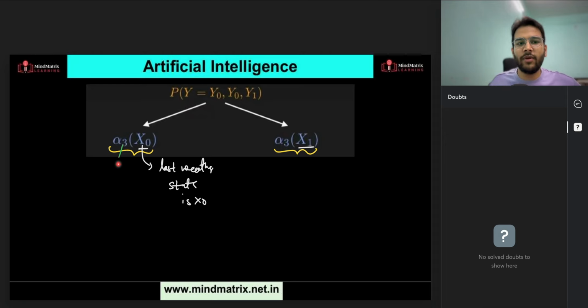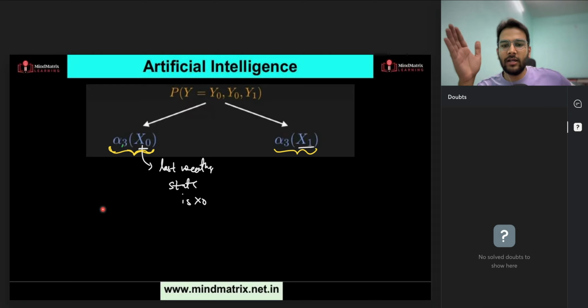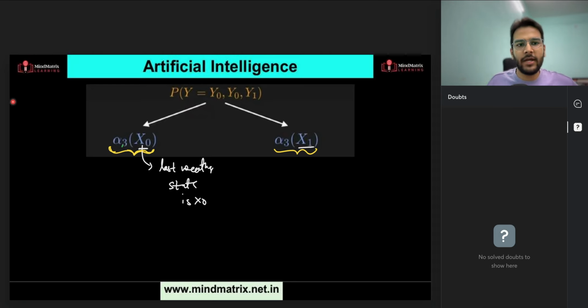Is this clear to everyone? Do you have any doubt? Even if you don't know what dynamic programming is, still you will be able to understand it. Just tell me, is it clear so far? How we are dividing it? So we are starting from the third day. Either it is going to be x0 or it is going to be x1, right? So I can write this alpha 3 of x0, alpha 3 of x1. Can I further divide it? Yes.